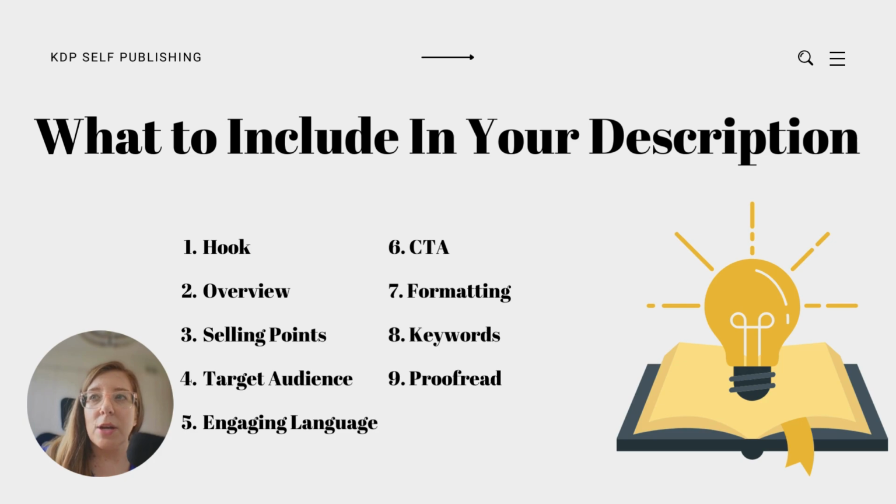Number two would be an overview. So you want to provide a concise summary of your book's plot or main themes, if it's a nonfiction book, and highlight what makes your book unique and why it stands out. Number three would be key selling points. Number four would be your target audience.